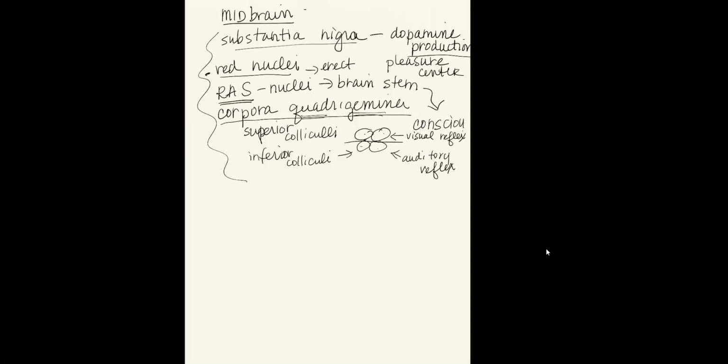The red has to do with the involuntary stuff. Once you get started walking, the midbrain helps you keep moving through that process so you don't have to think about it.